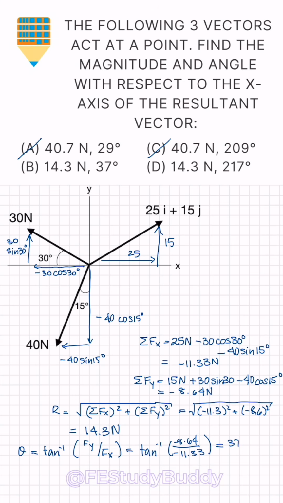But anytime you have a negative x or y component, you need to check which quadrant your resultant is in. So we have quadrant 1, 2, 3, and 4. And our x component was negative 11, and our y component was negative 8, putting us in quadrant 3. Our answer is 37, which means we need to add 180 degrees to get our correct answer. So that means our theta will be 37 degrees plus 180 degrees for a final answer of 217, or answer D.